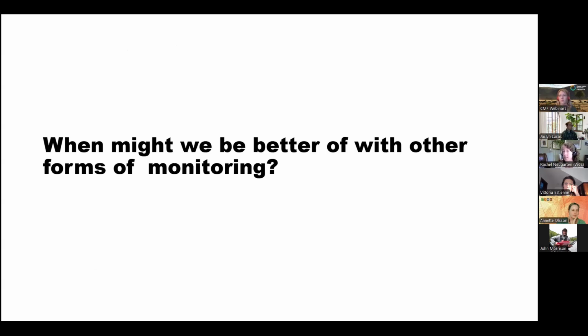I'll give you a hint. This is a little bit of a trick question. So when might we be better off with regular old monitoring and evaluation, the way it's recommended in the conservation standards? Can you type in the chat? So this was a little bit of a trick.